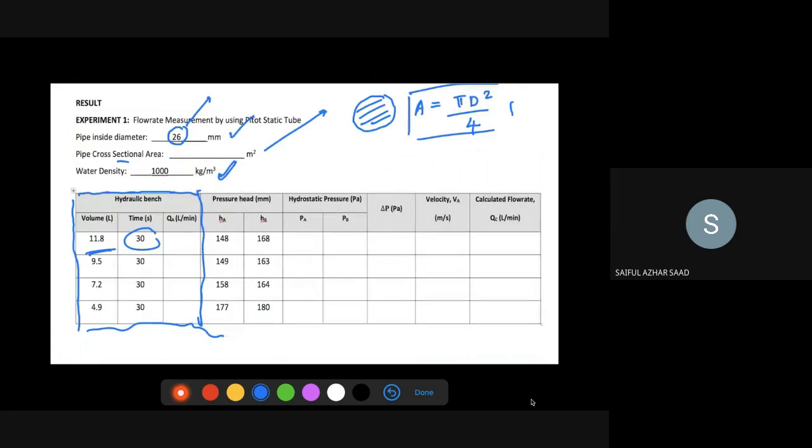Hopefully you'll be able to understand this one. This one is quite straightforward. In order to calculate the flow rate, it's simply volume divided by time. Then I will get the flow rate using the hydraulic bench. And then the pressure head here is basically the height of the water that I measured at point A and also point B.